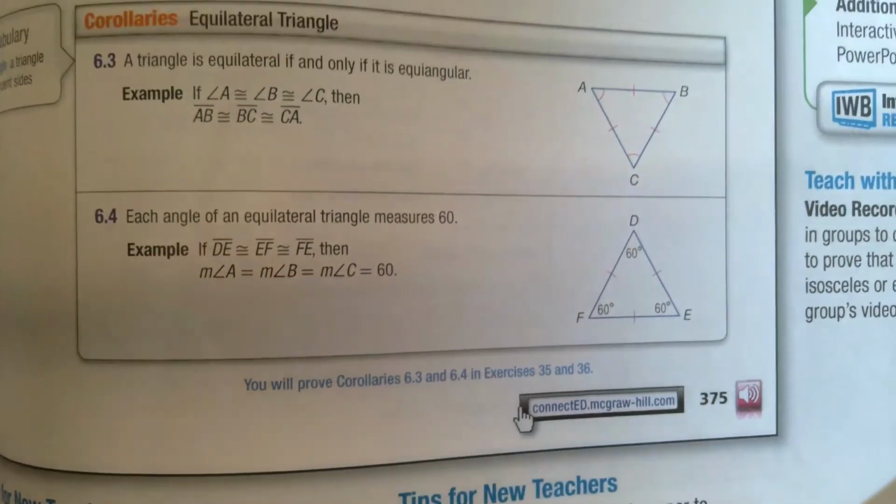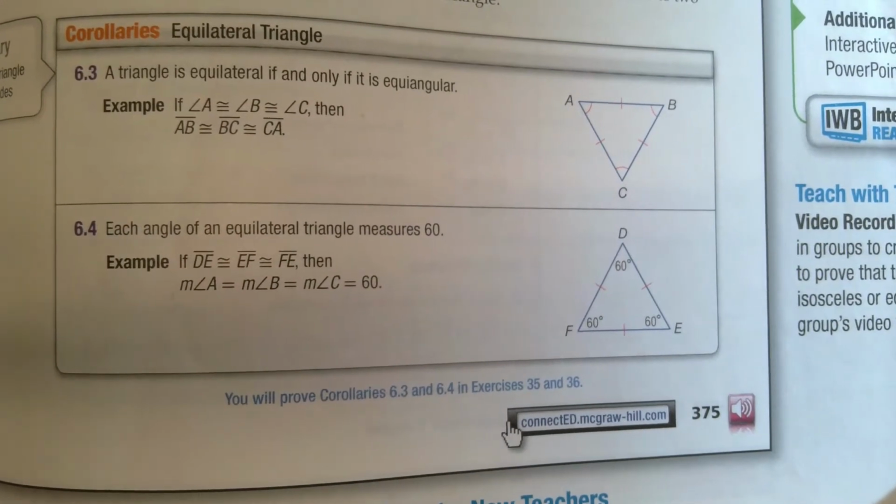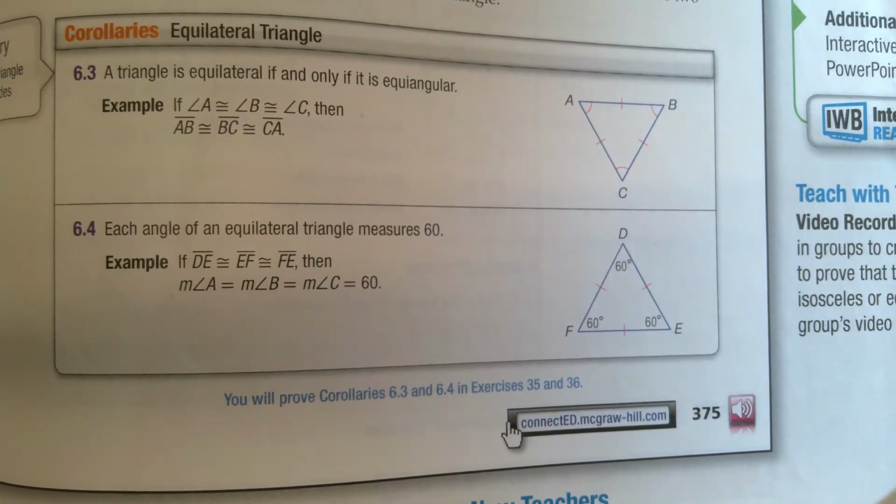Okay, the next one is titled Equilateral Triangles. A triangle is equilateral if and only if it is equiangular. That's a fun word to say. Say it, Jason. Equiangular. What do you guys think equiangular means? All equal angles.